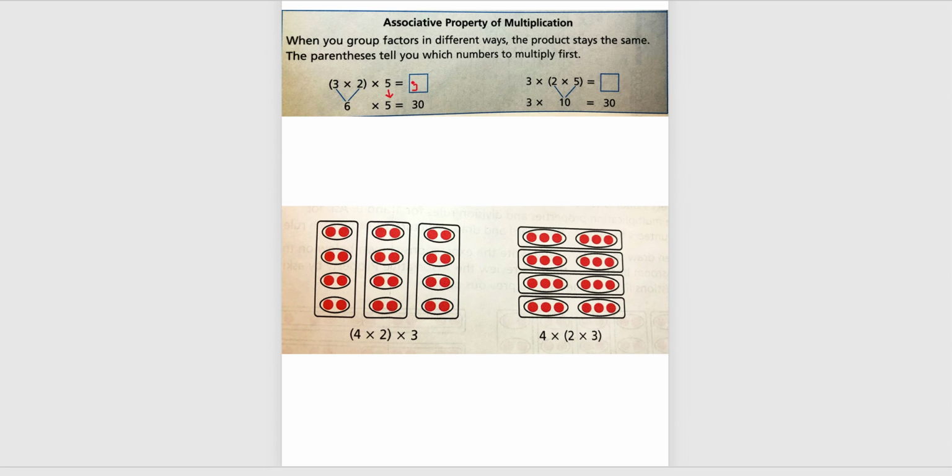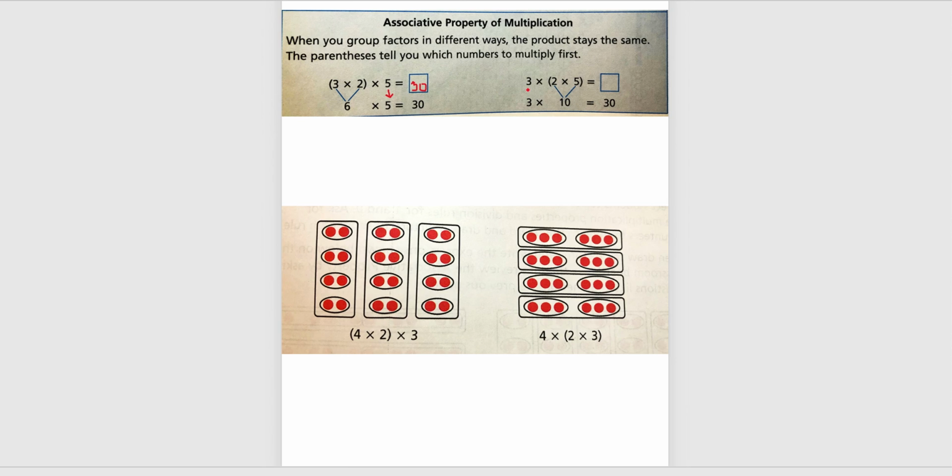Now, if we take those same numbers and put them in a different kind of multiplication equation, and have parentheses around different numbers, that might look a little different. So let's see how it works out. We have 3 times 2 times 5, just like over here, but our parentheses are in a different spot. This time, they're around the 2 times 5, so that means that we have to do that multiplication equation first. And 2 times 5 is 10.